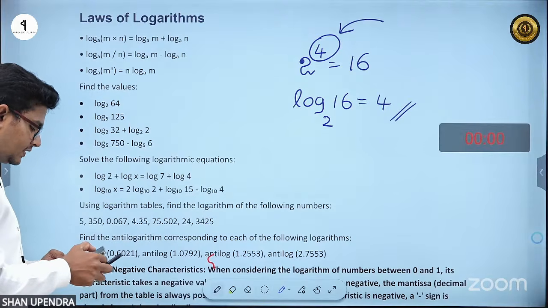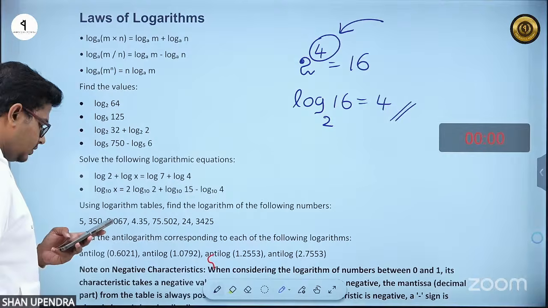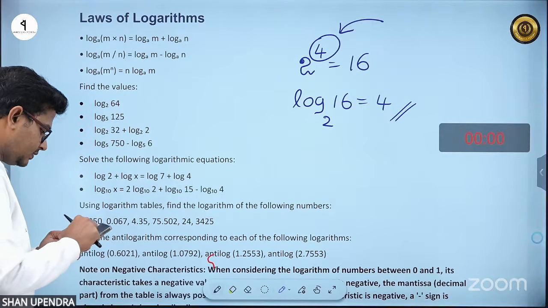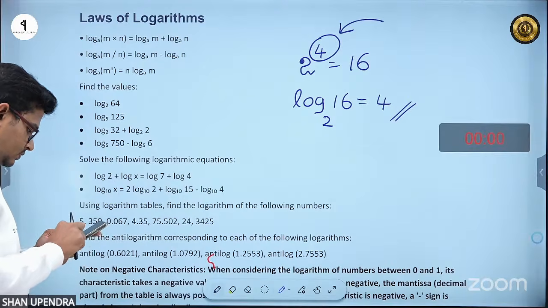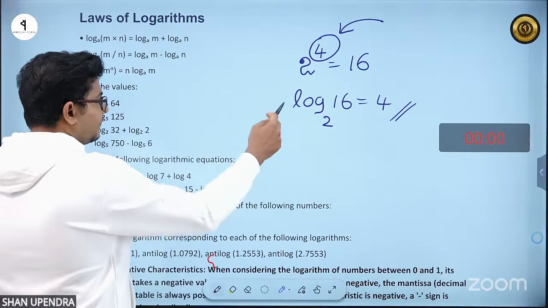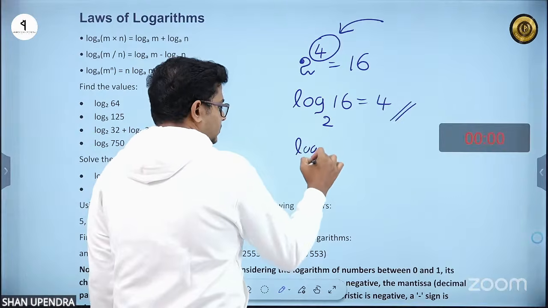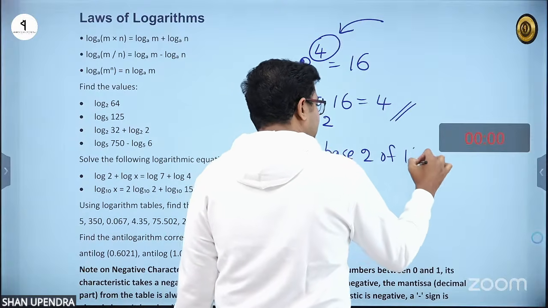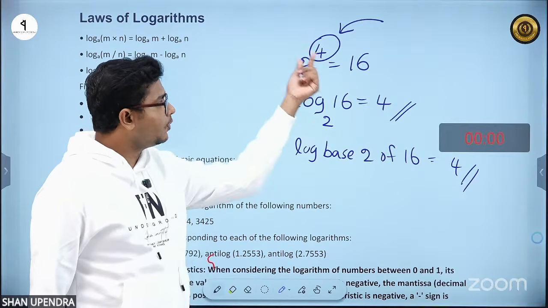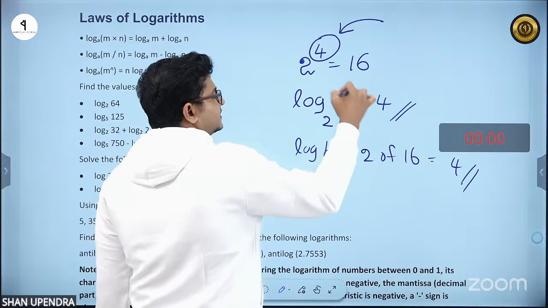Now we can represent that in another way. Log base 2 of 16 equals 4. I can pronounce it as log base 2 of 16 equals 4. So this is a way to represent, or make the index the subject. So if you get something like this, log base 2 of 16 equals 4, then you can represent it the other way also.